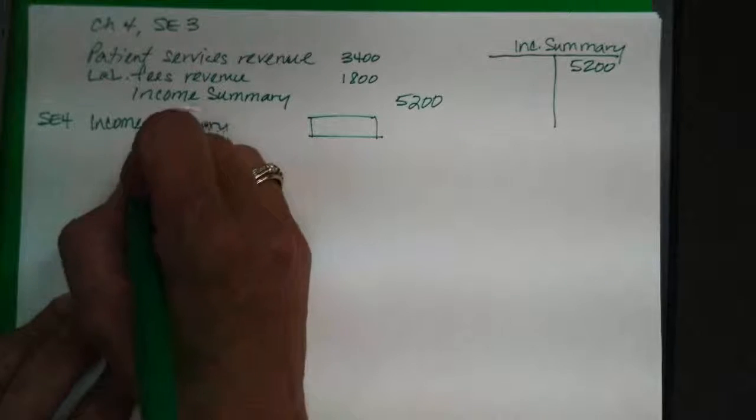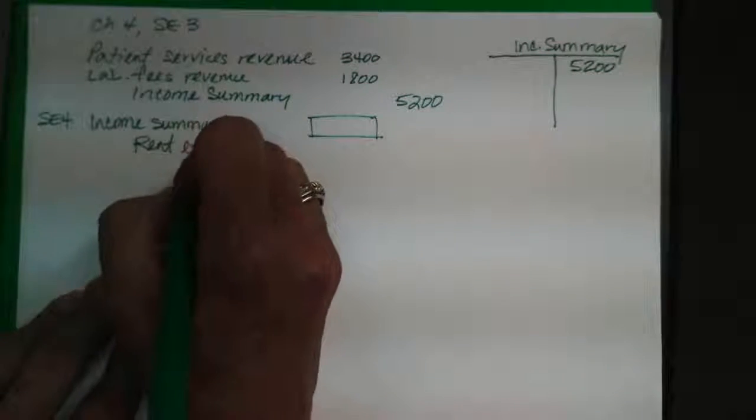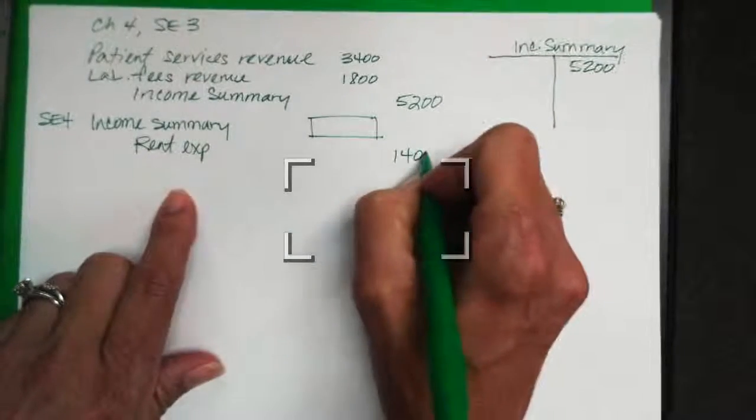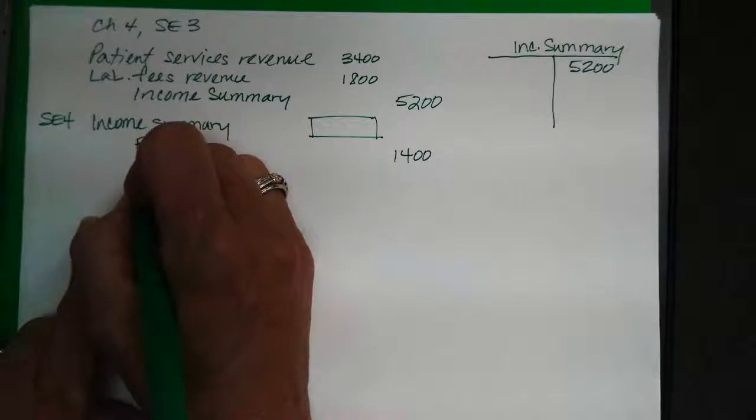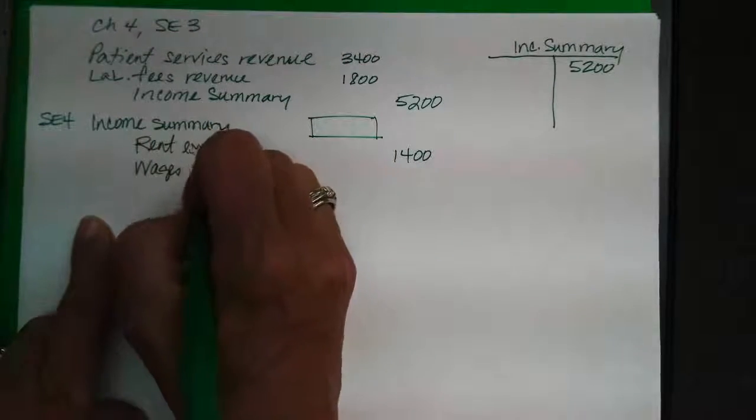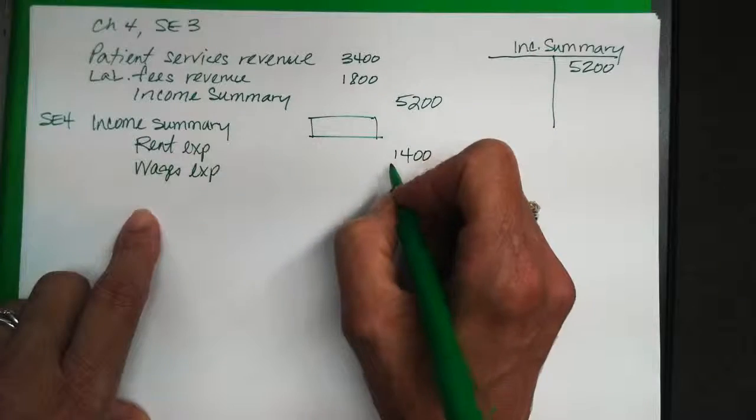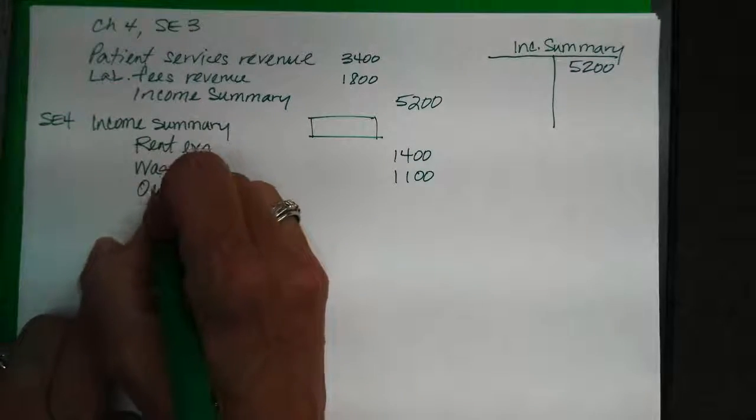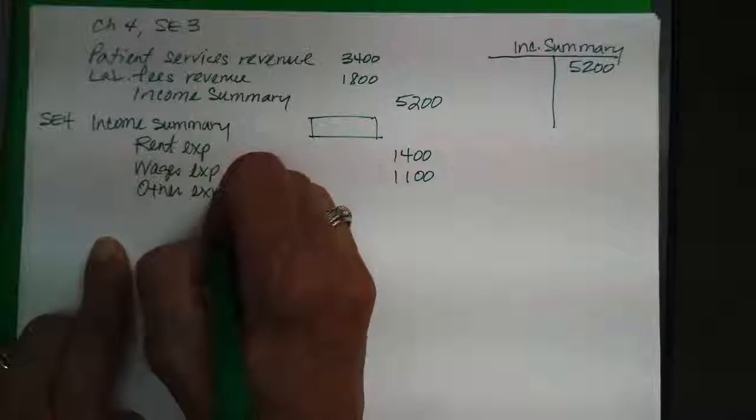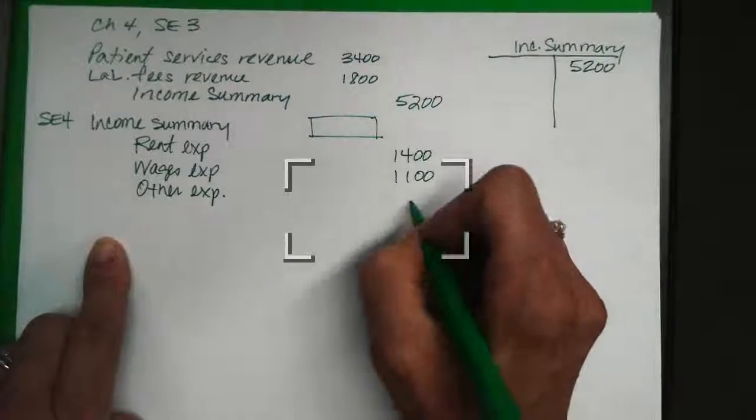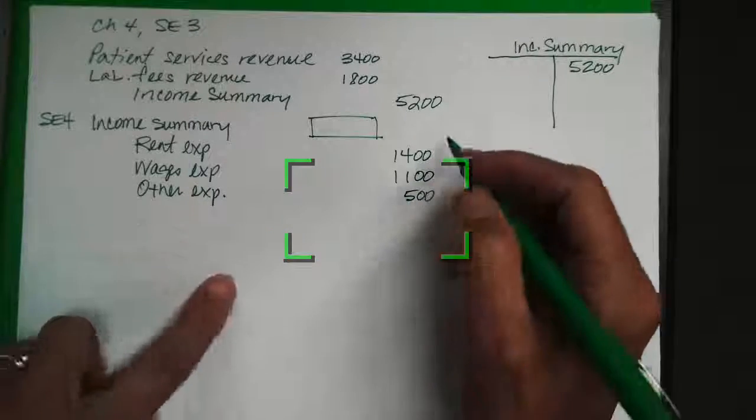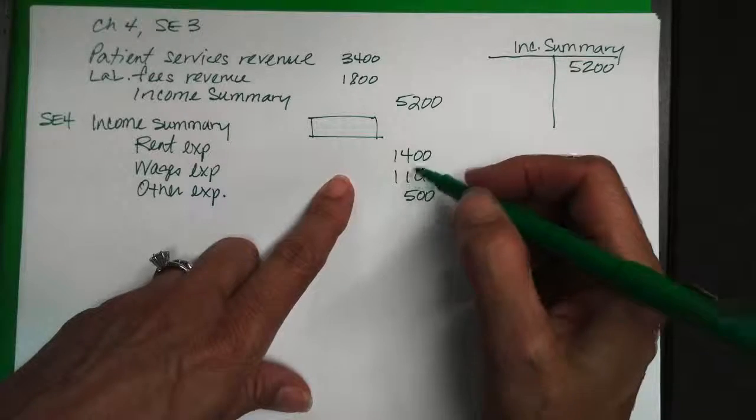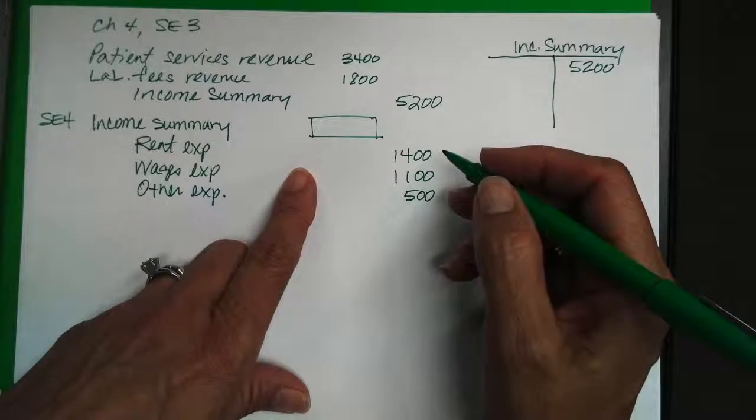So I am going to credit rent expense for $1,400. I am going to credit wages expense for $1,100, and I'm going to credit other expenses for $500. Okay, so these appear to add up to $3,000. Yeah.